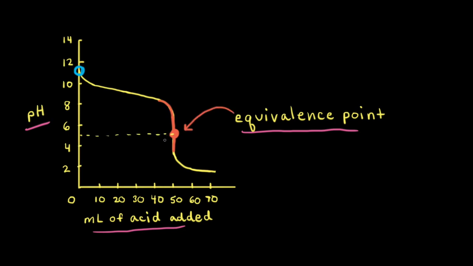To find the pH of the solution at the equivalence point, we simply go over to where the equivalence point is on the y-axis. For this pH, we can see the pH at the equivalence point is less than 7. So let me go ahead and write that down here. The pH is less than 7 for a weak base strong acid titration.